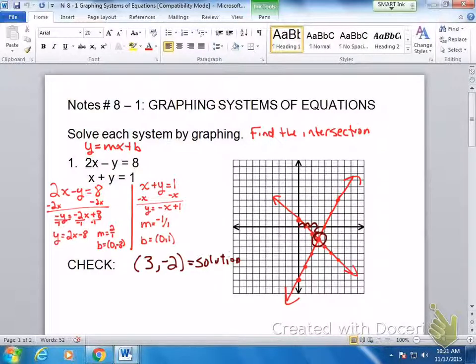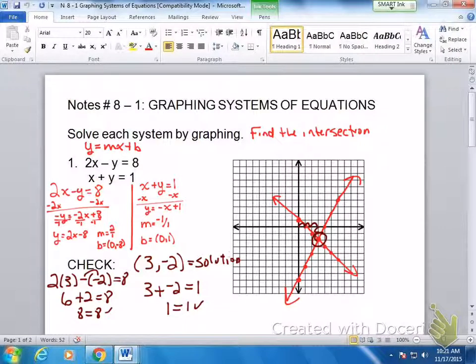Now it says right below this we need to check, so let's plug this into our equations. If I did the first one, I have 2 times 3 minus negative 2 equals 8. 2 times 3 is 6. A minus times negative 2 is plus 2 equals 8. And you get 8 equals 8. So that does work. On the other one, now we've got to try x plus y. So 3 plus negative 2 equals 1. Well, 3 plus negative 2 does equal 1. So our answers are correct.